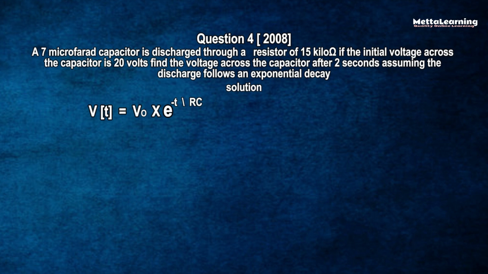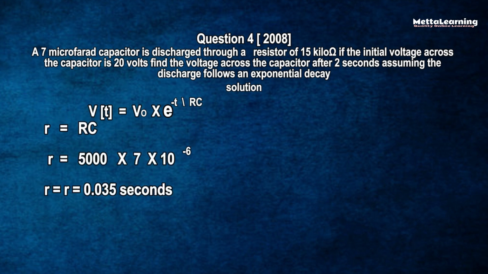You must understand that RC there is the resistance and the capacitance. So we can say that RC, what's the value for our resistance? We have 5,000 times 7 times 10 to the power minus 6, which is the value for our capacitance. When we multiply this together, we'll be having 0.035 seconds.